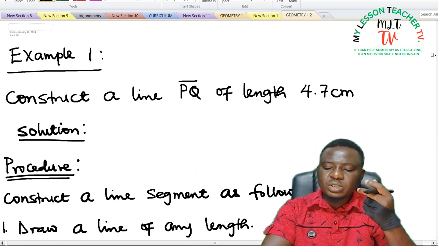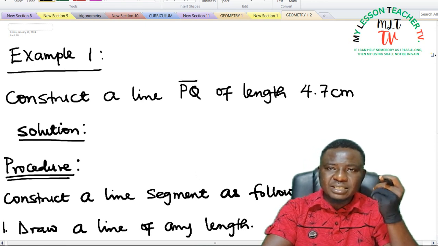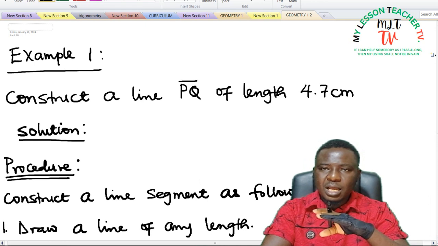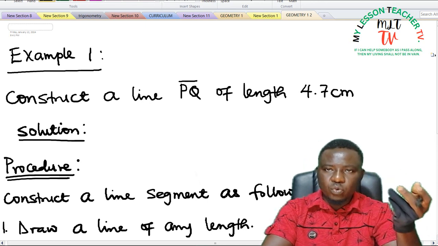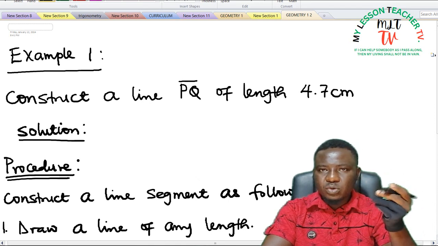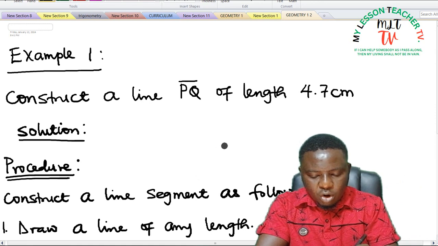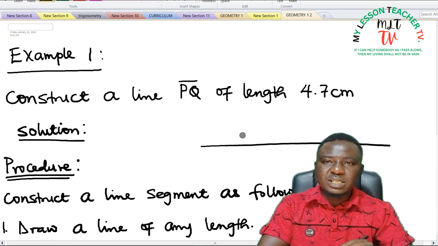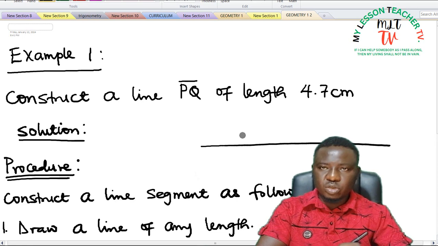So how do we construct a line segment PQ of length 4.7 centimeters? Now you're asked to construct, okay, using a pair of compasses and a rule. Most students will just form the habit of drawing a line. All you need to do is take your rule and draw a line 4.7 centimeters. But in this course, I'm going to teach you how that can be constructed.